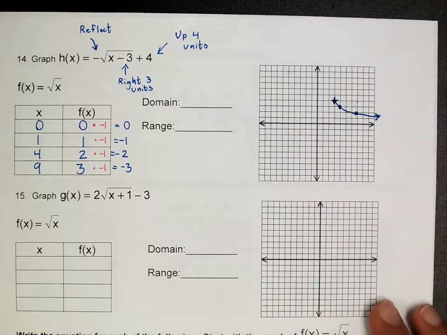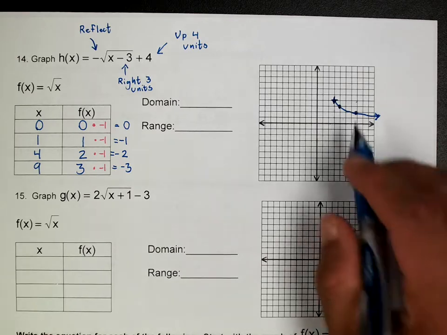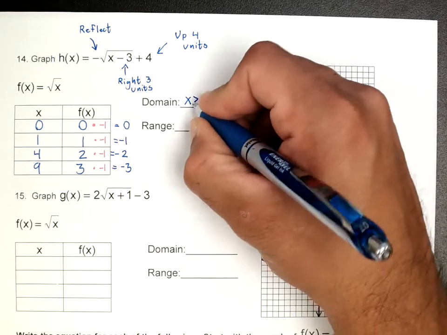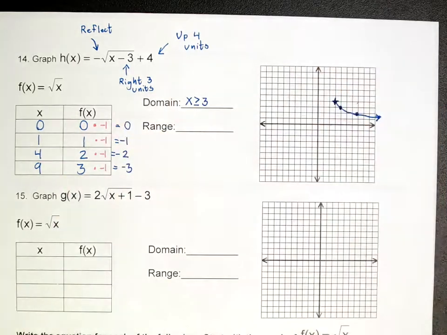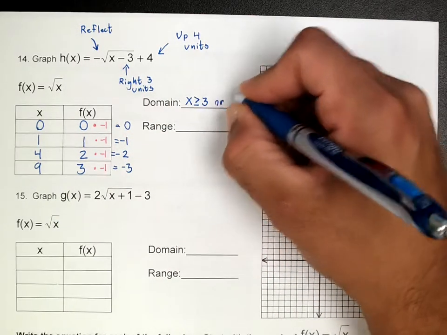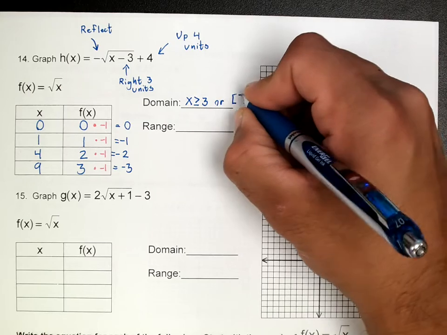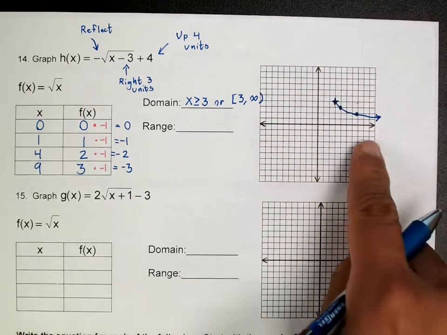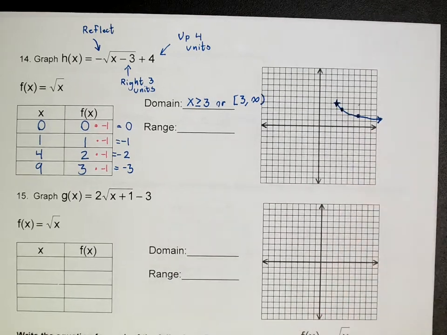Okay, now let's look at the domain. The domain actually starts at 3, so we can write it as x is greater than or equal to 3. Or you can write it in interval notation as 3, including 3, all the way to positive infinity, right? Because that arrow points towards positive infinity on the x.